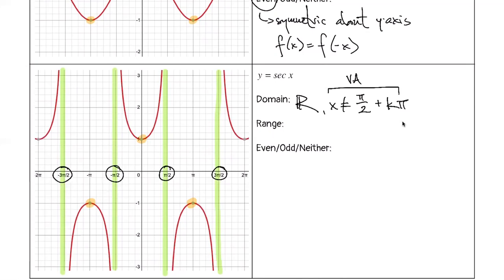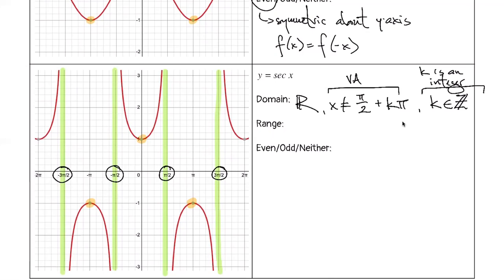Now, if you want to be extra fancy, k has to be an integer. So to say that, we say k, this little e, and a fancy z. Okay, so this is k is an integer. All right.